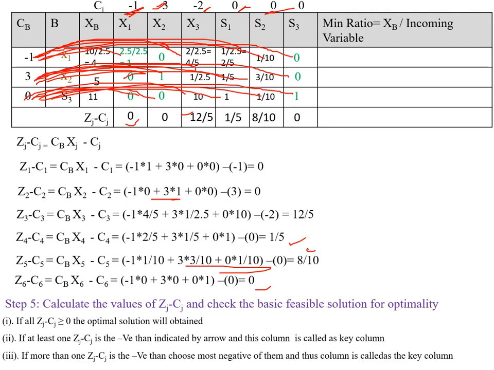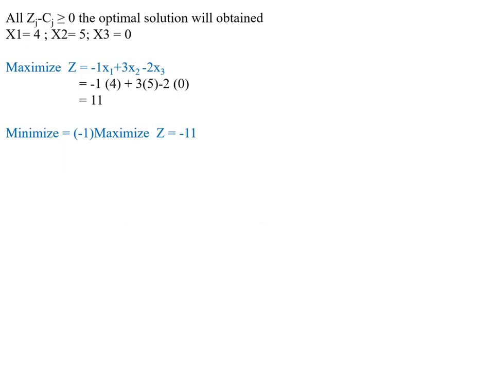Here we are getting all Zj minus Cj values positive only. So the first condition applies: all Zj minus Cj greater than or equal to 0, so we are getting the optimal solution. And in the optimal solution here we are getting x1 and x2 only. So here we are not getting any x3 value, and the respective values for x1 and x2 are 4, 5. So here all the Zj minus Cj are greater than or equal to 0, then we are obtaining the optimal feasible solution at x1 is 4, x2 is 5, and x3 equal to 0.